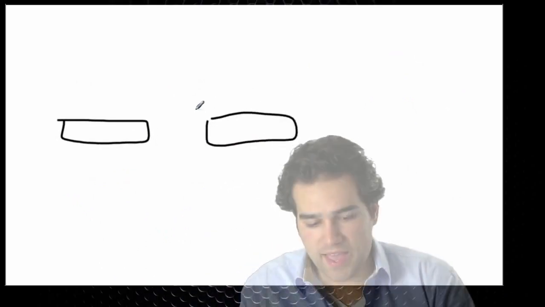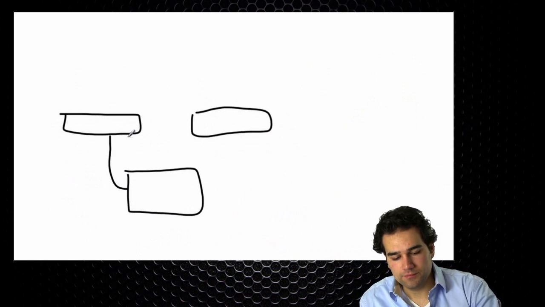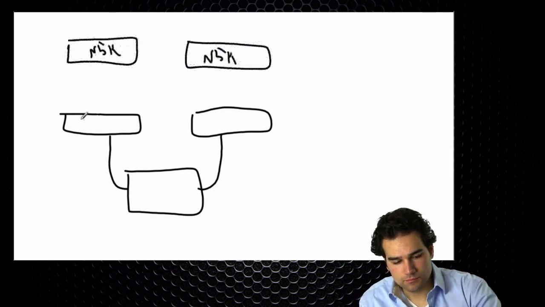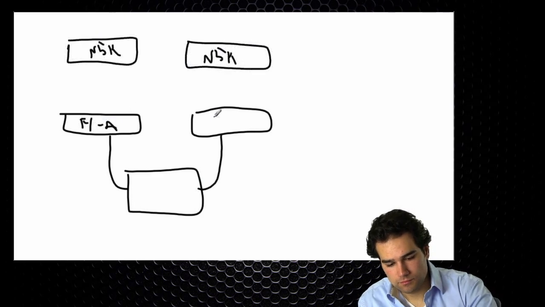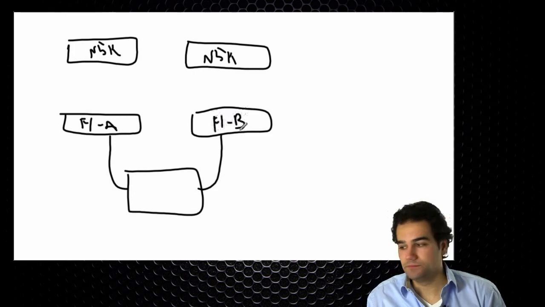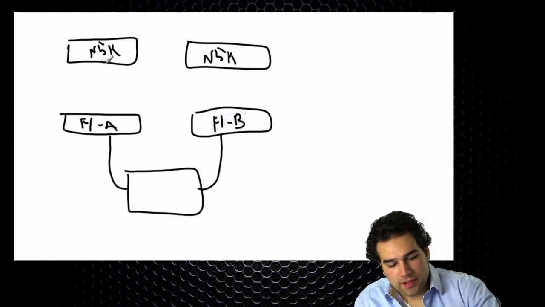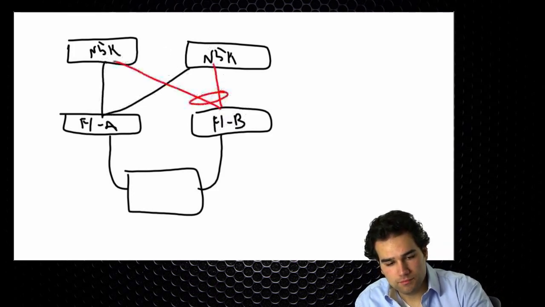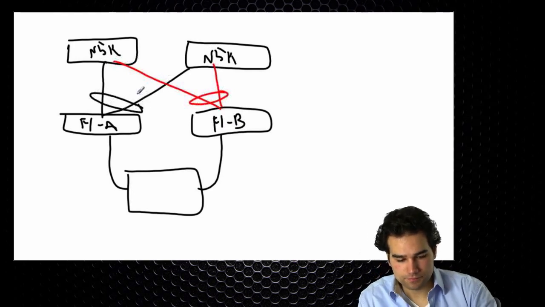I have my two fabric interconnects. I have a blade system connected there. And I have two Nexus 5Ks as my uplink switches. Fabric interconnect A and fabric interconnect B, and they are connected via a VPC to each other. So this is a VPC and this is a VPC.